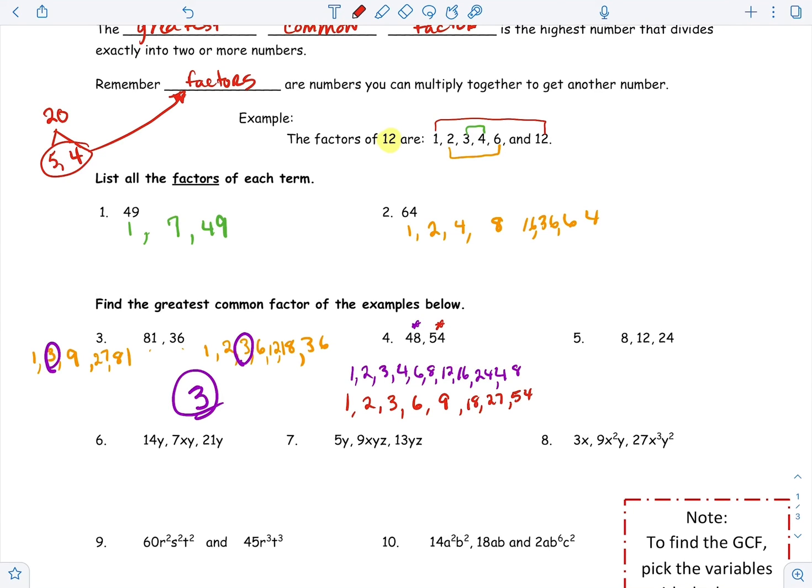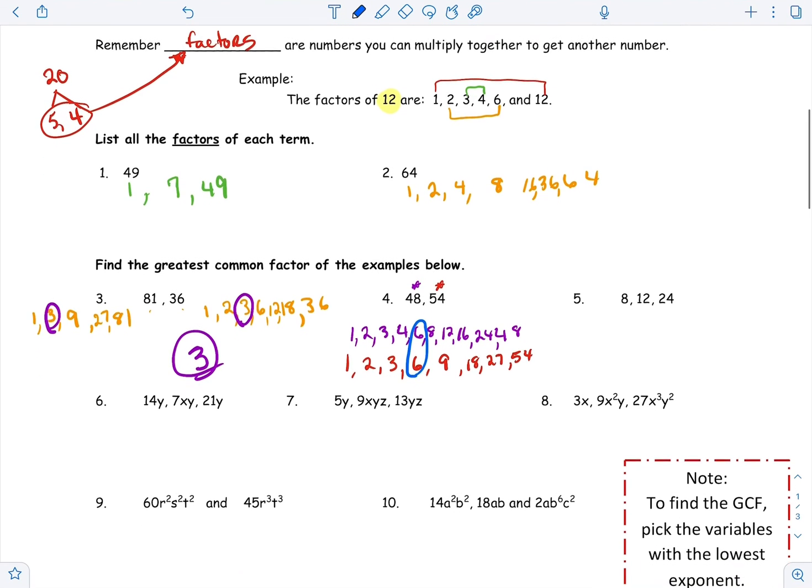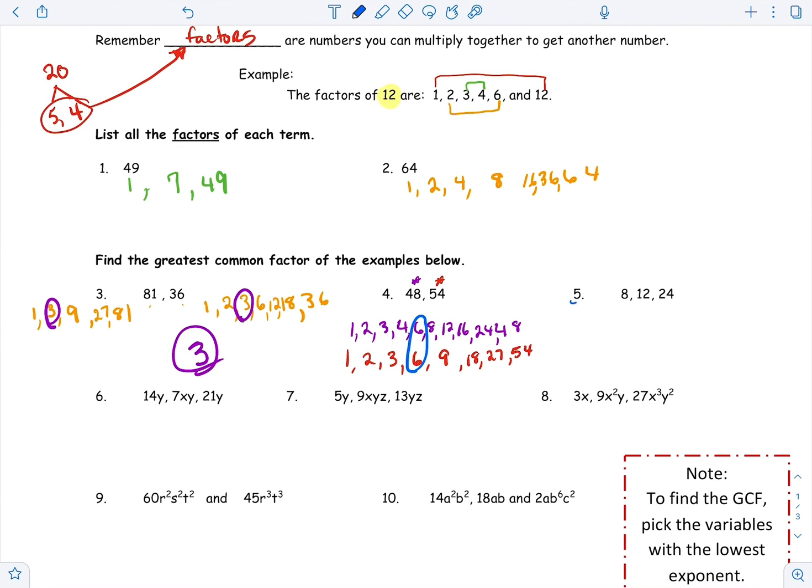So what is the greatest common factor? A couple of common factors here. 1, 2, 3, 6. So the greatest among those numbers we just called out is 6. So that's the greatest common factor. We're going to talk about the rest in class. We're going to talk about number 5 and how we do this in a calculator.